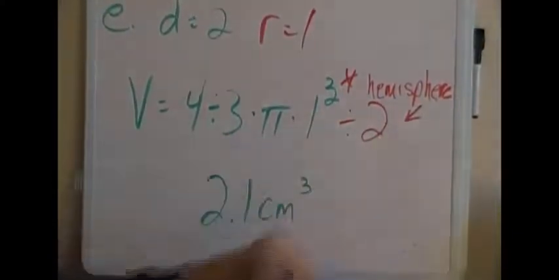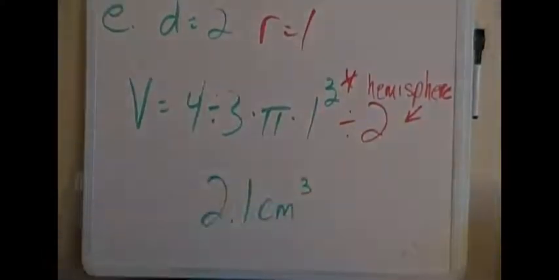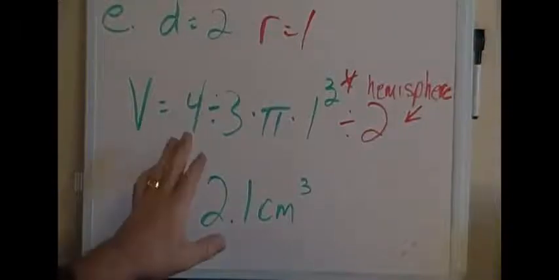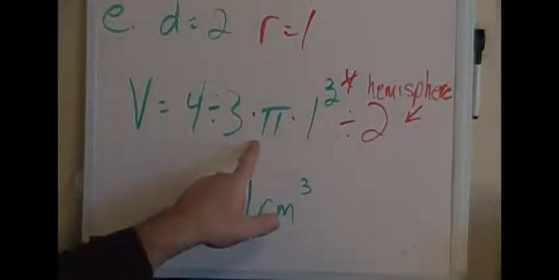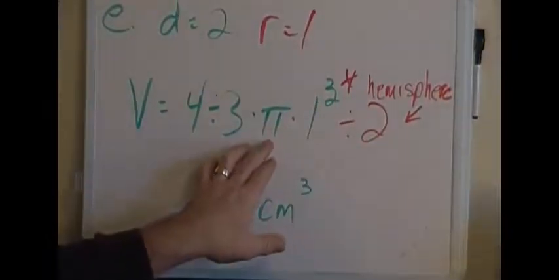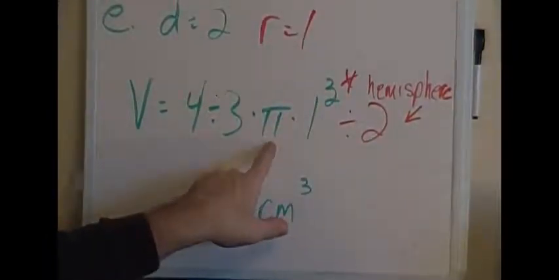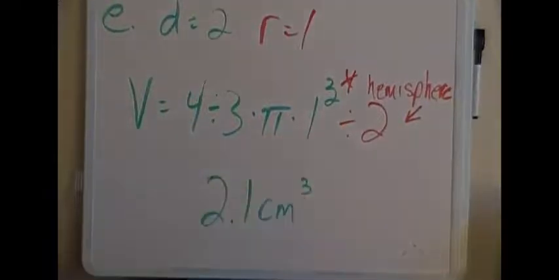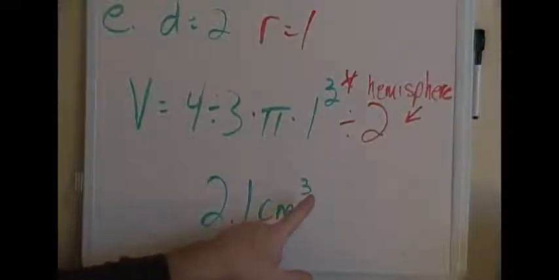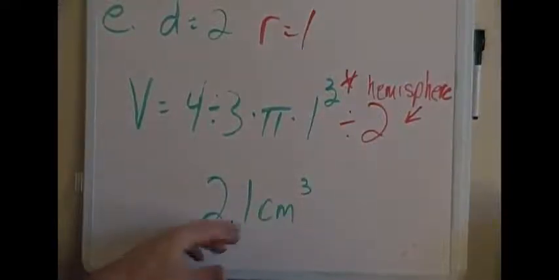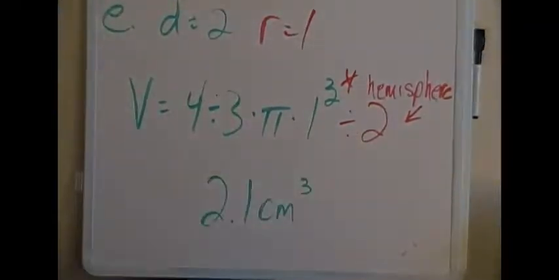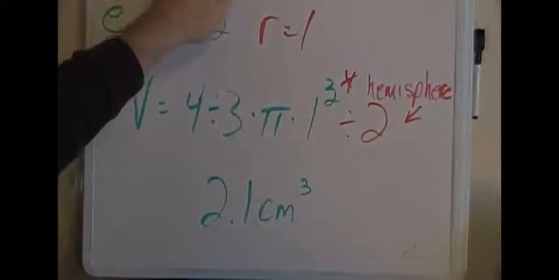Letter E. Diameter is 2, makes the radius 1. Remember, this is a hemisphere problem, so we're going to divide by 2 and we're done because we only want half of that spherical volume. So we have 4 divided by 3 times pi times 1 cubed. You can pretty much skip that because it's still 1. It's the identity property of multiplication. And then divide by 2. And we get a final answer of 2.1 cubic centimeters. So if you had 4.2 or something thereabouts, remember what you forgot to do was the fact that this is a hemisphere we're looking for the volume for, so we have to cut it in half, divide by 2.